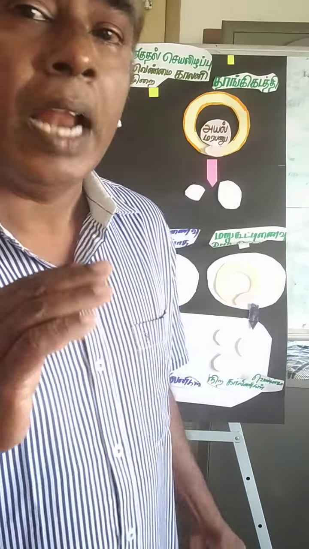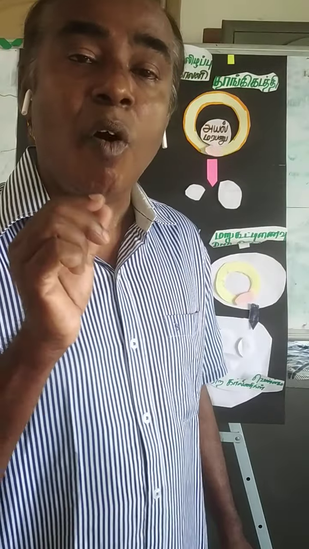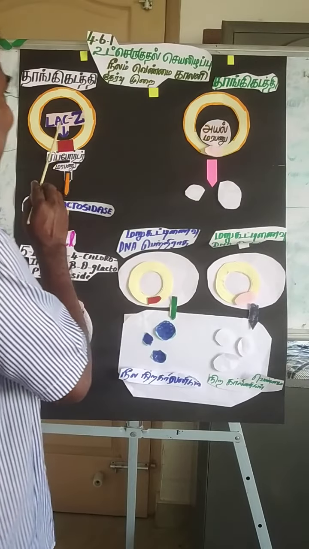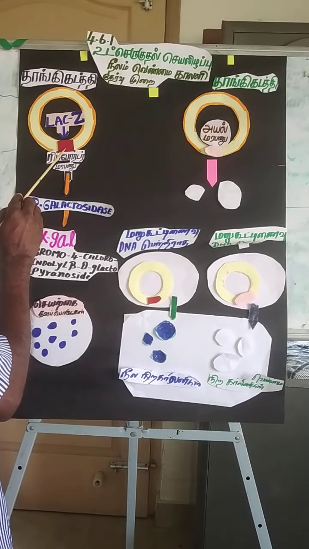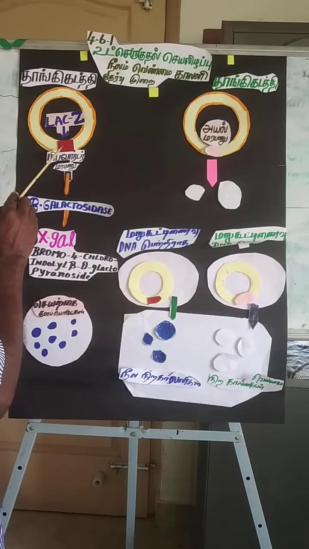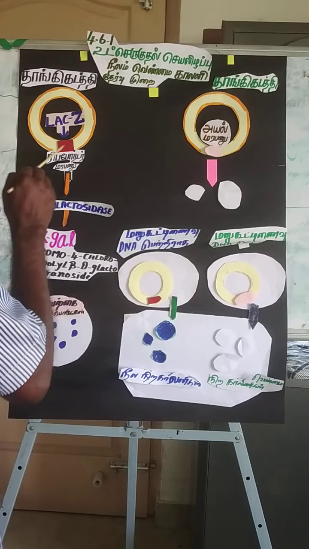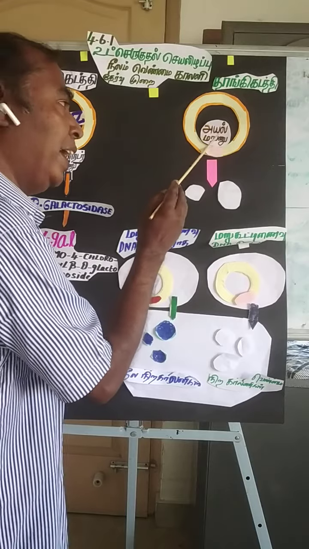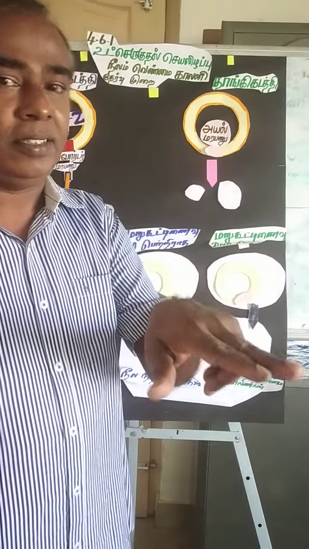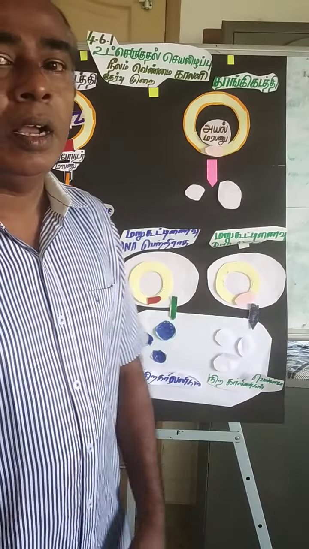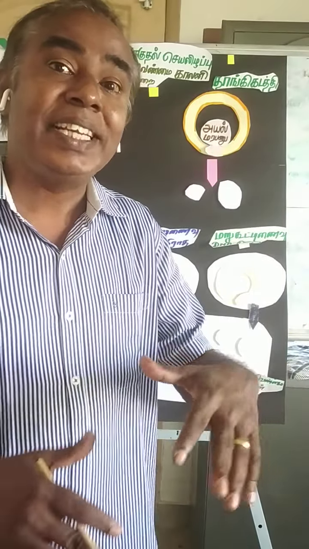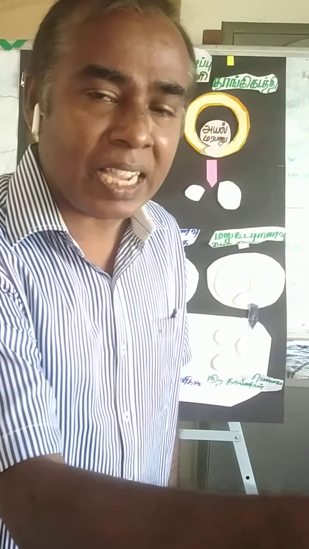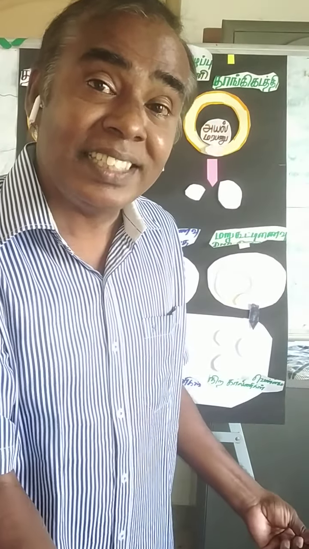Now I am going to insert a foreign DNA into the LacZ gene, the reporter gene. Okay, here the reporter gene, the LacZ gene, I am going to place a foreign DNA. This is what I have written in Tamil: a foreign DNA into the LacZ gene, which results in the LacZ gene getting inactivated. By inserting the foreign gene into the LacZ gene, the LacZ gene gets inactivated.